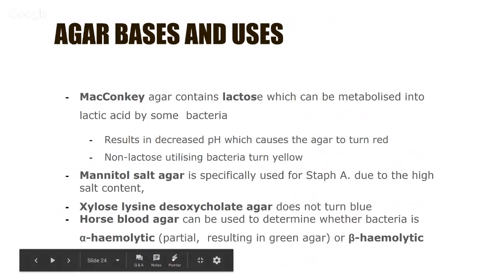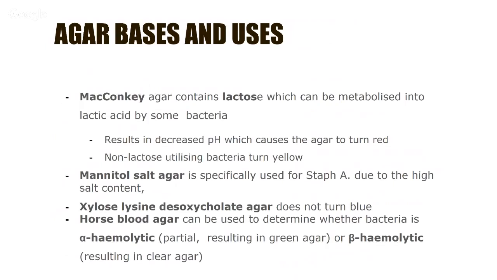The four main ones are your MacConkey agar, which contains lactose, and it's basically used to detect certain bacteria which are able to metabolize lactose into lactic acid. So the use and changes in the plate often are indicative of that bacteria. You may have your mannitol salt agars, and that's used for Staph aureus usually.